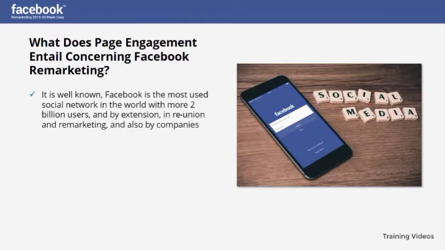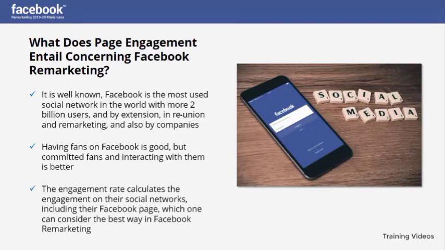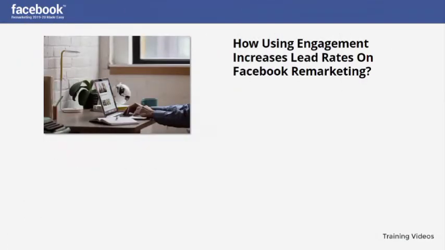It is well known Facebook is the most used social network in the world with more than 2 billion users, and by extension, in reunion and remarketing, and also by companies. Having fans on Facebook is good, but committed fans and interacting with them is better. The engagement rate calculates the engagement on their social networks, including their Facebook page, which one can consider the best way in Facebook remarketing. How using engagement increases lead rates on Facebook remarketing.